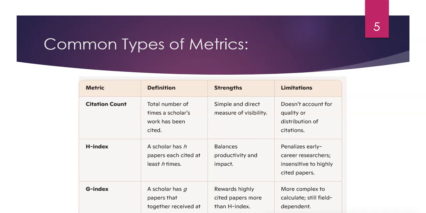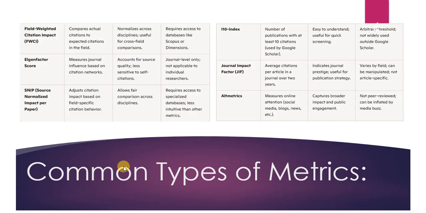So I'll just read the names: citation count, H-index, G-index, field-weighted citation index, Eigenfactor score, SNIP, source normalized impact per paper.